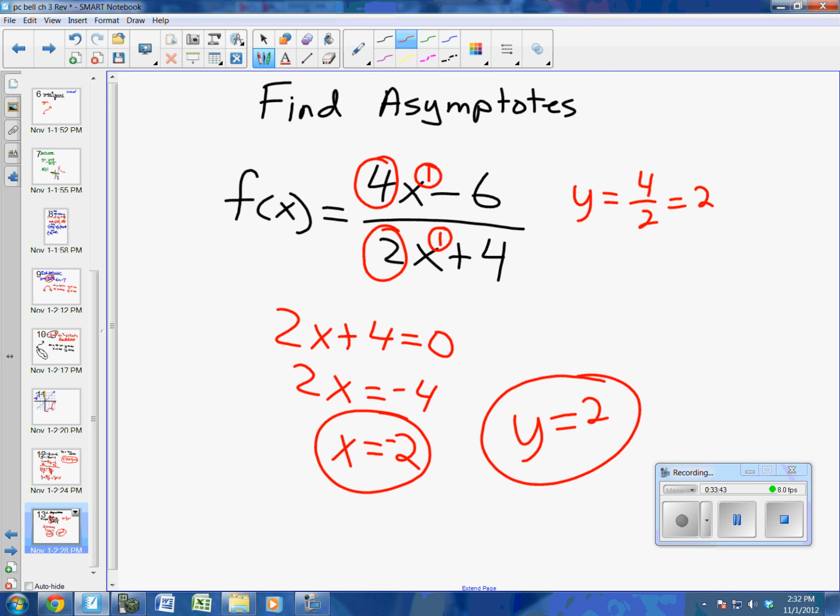There's going to be one slant asymptote, and I'm going to do one right now. Okay? You guys ready? Actually, there are no slant asymptotes on here. I shouldn't tell you that. There are not any. Okay. All right. You guys, would you like to practice any more of those? Let's just do one.